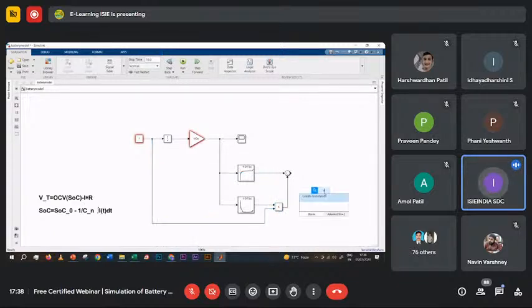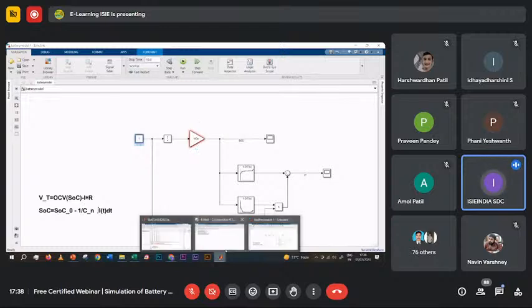Now we'll use our scope block here, and we'll use this to see the values. So this is my complete model. Like this equation, we have seen the mathematical equation here, and I have used this mathematical equation to show the values. So at this output I will be getting VT here, and at this output I will be getting SOC. Let's talk about the variables I and Cn.